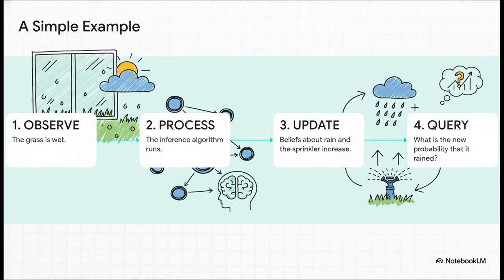Let's just walk through a super simple example. Step 1, you wake up, you look outside, and you observe the grass is wet. That's your new evidence. Step 2, the inference algorithm kicks in and starts running. Step 3, the network updates all its beliefs. The probability that it rained, that goes up. The probability that the sprinkler was on, that also goes up. Finally, step 4, you can ask the network a direct question. Hey, given that the grass is wet, what is the new likelihood that it actually rained?